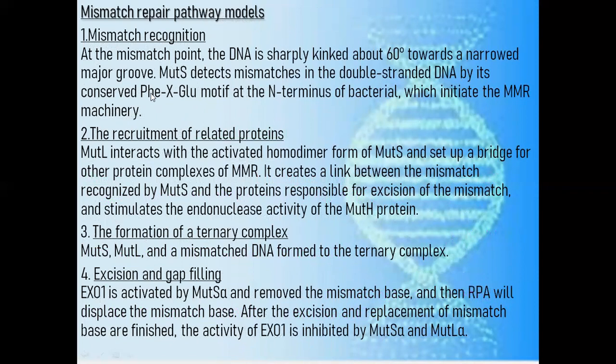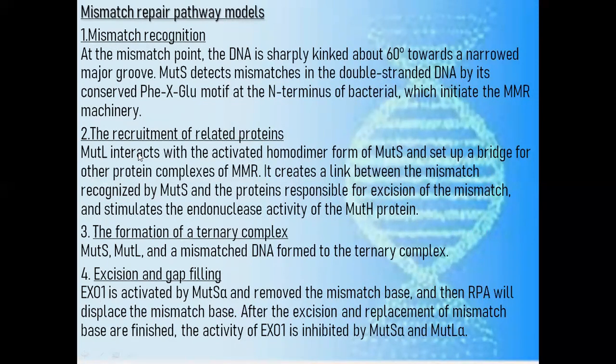Mismatch recognition will take place. At the mismatch point, the DNA is sharply kinked about 60 degrees towards a narrow major groove, and MutS will detect the mismatch of this double-stranded DNA by this conserved Phe-X-Glu motif, which is initiated by the MMR machinery.